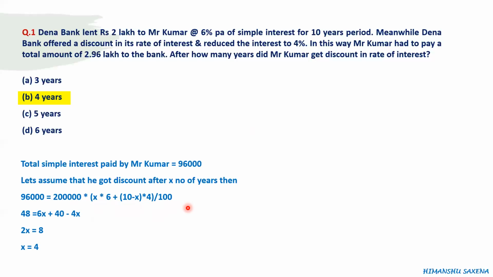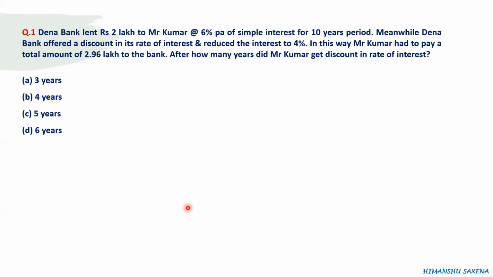Now let's try another method. We will use the options to identify which of them is correct. Now here, first we know that the total amount of interest which he paid was 96,000, right? 2.96 minus 2 lakhs, which is 96,000 rupees. Now let us say that he paid 6% simple interest for 3 years, 4 years, 5 years and 6 years. Then let's see what happens.